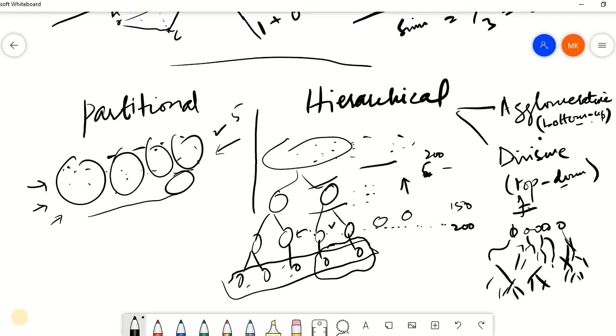So that was an overview of the clustering algorithms that we may consider for unsupervised learning.